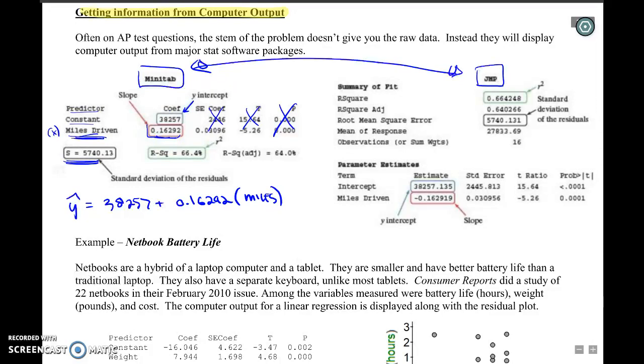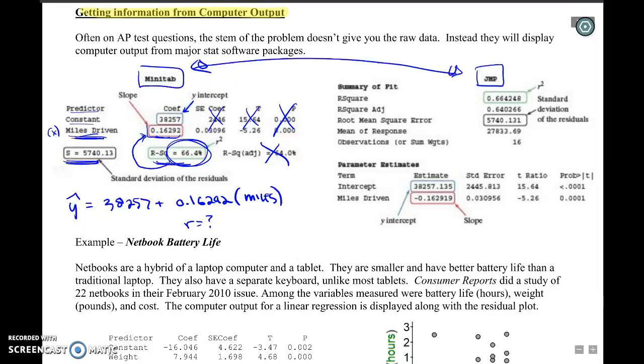This is the standard deviation of the residuals, S, and here's our R squared. Notice they do not give us the R value. To get the R value, we can take the square root of this. Don't forget the plus or minus, and then the plus or minus would be determined by the sign of your slope. That's a tricky thing you're gonna have to watch out for. R squared adjusted, again, don't worry about it, throw it out. So a lot of extra information, but the core information is there.